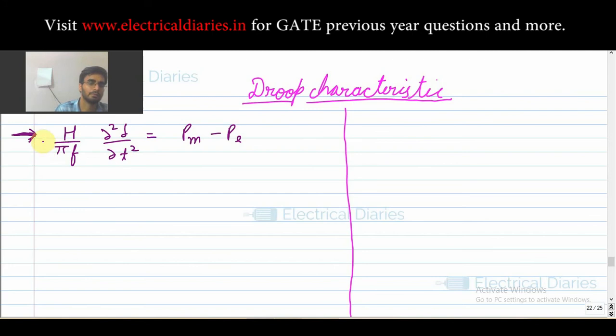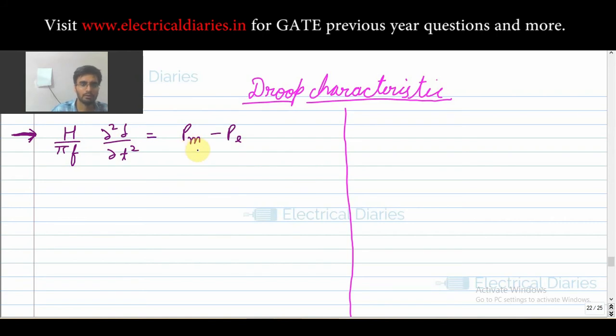Okay, see, this H is the characteristic of a generator, or you can say how much energy a generator can store in the form of its inertia. Okay, so that thing is characterized by this factor H, which is normally said to be an inertia constant. Okay, so F is frequency. Okay, and this Pm is the mechanical input to the generator.